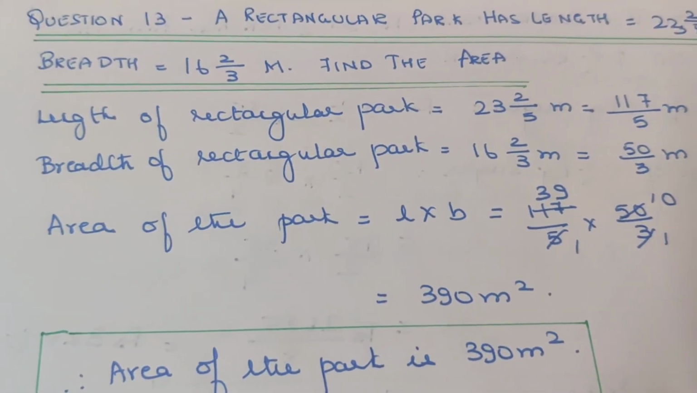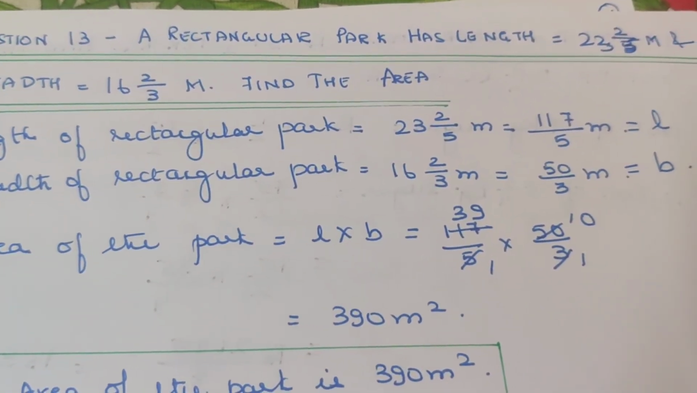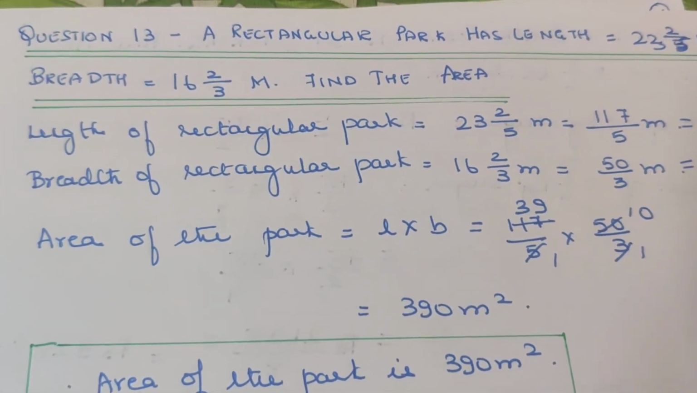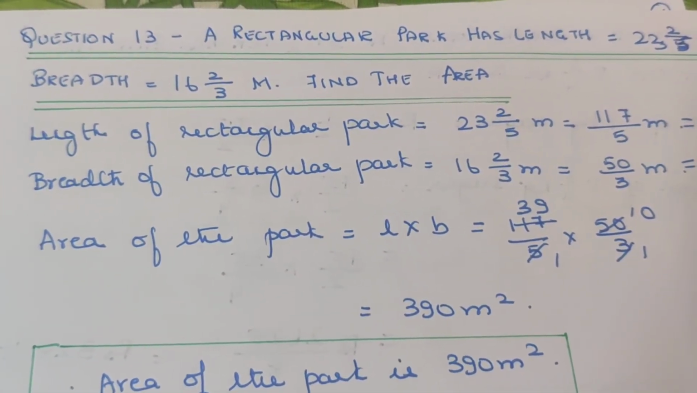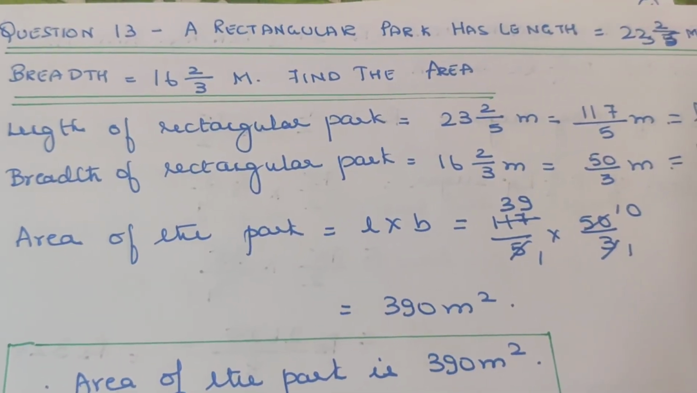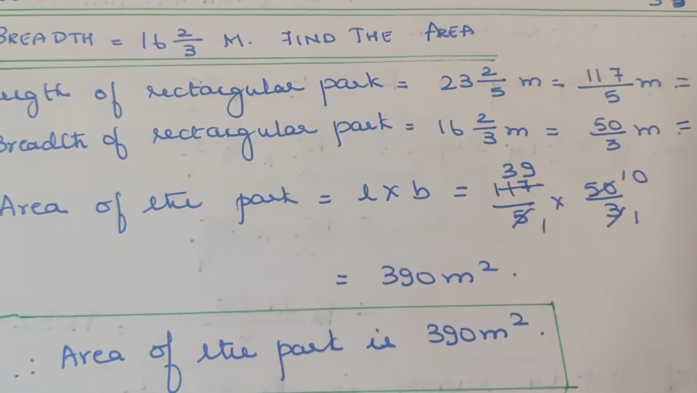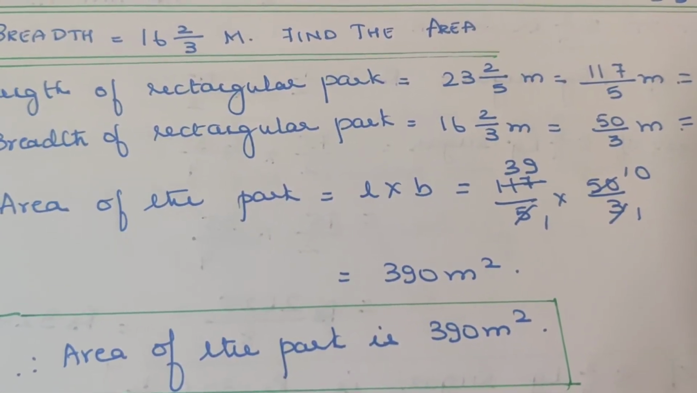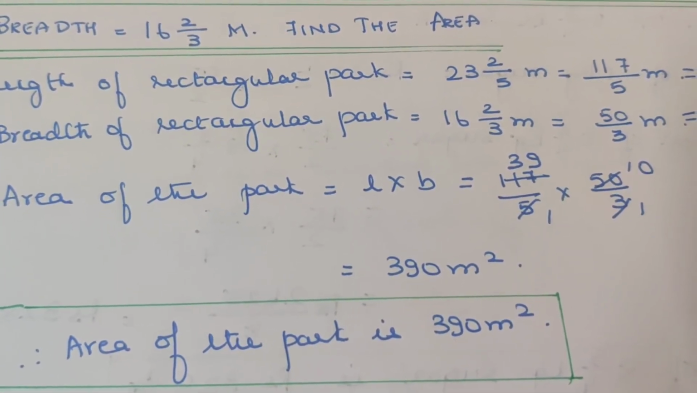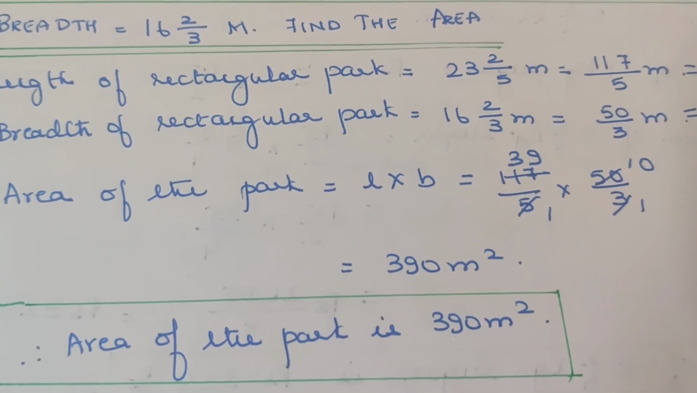Breadth of the rectangular park is equal to 16 2 by 3 meter. That is equal to 50 by 3 meter. That is equal to breadth. Area of the park is equal to length into breadth. That is equal to 117 by 5 into 50 by 3. I have just done the simplification. Please check that. And when you follow all the simplification, the answer that you get is 390 meter square. Therefore, the area of the park is 390 meter square.